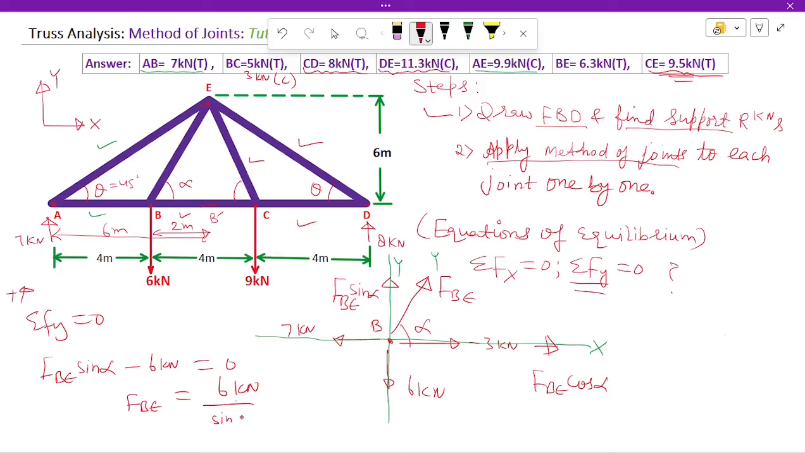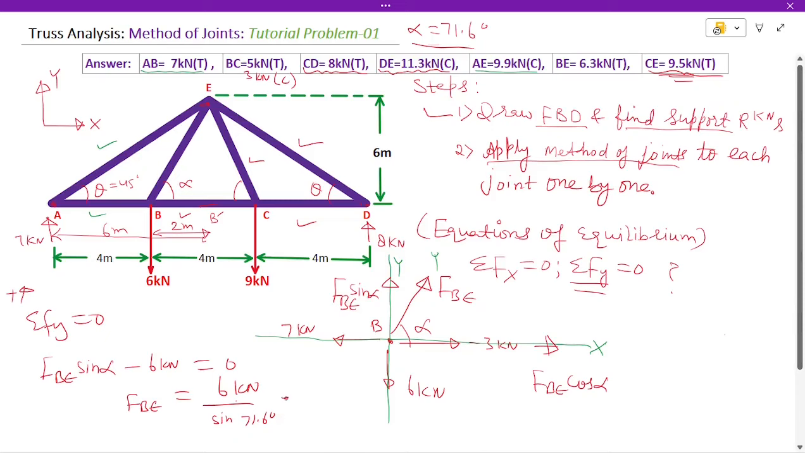Alpha is how much? 71.6 degree, as you can see here. So let's use the calculator. 6 divided by sine of 71.6. Okay, I got the value 6.32. I don't know if it is right or wrong. 6.32, it is positive, it means it is tensile force, right? Force in BE is here. Yes, 6.32. I have rounded it off to 6.3.